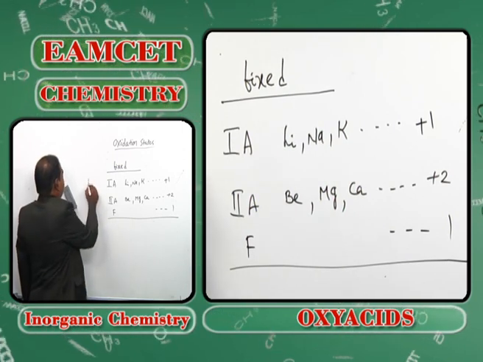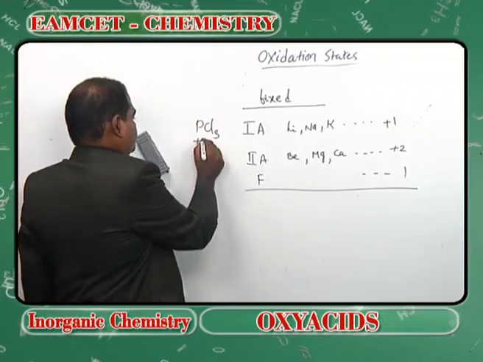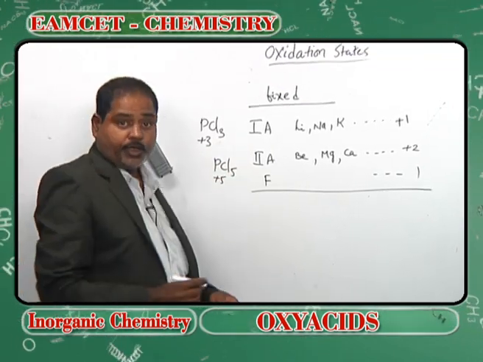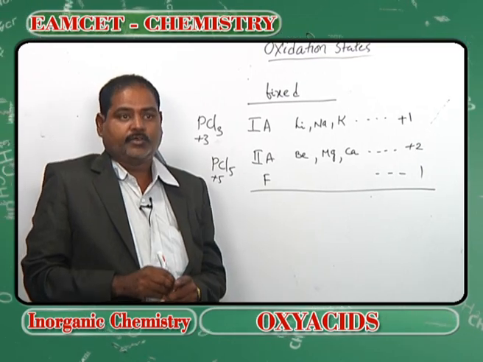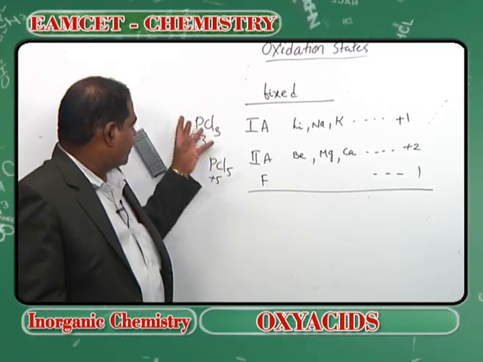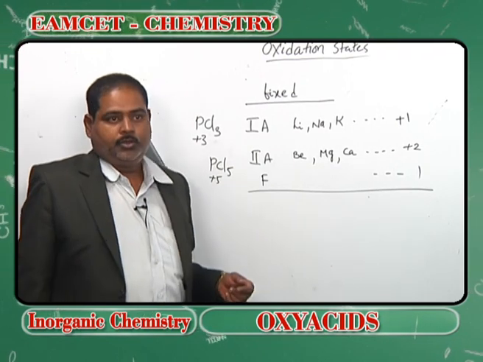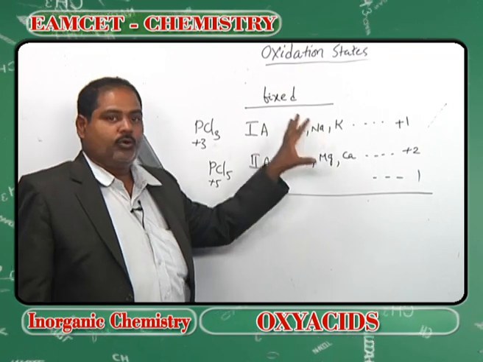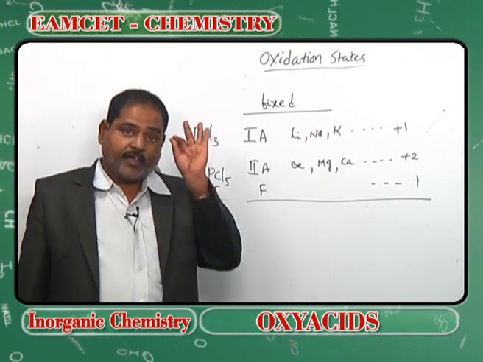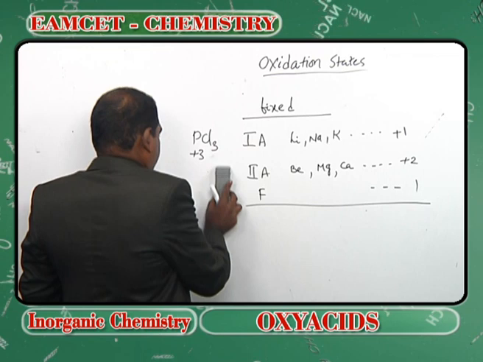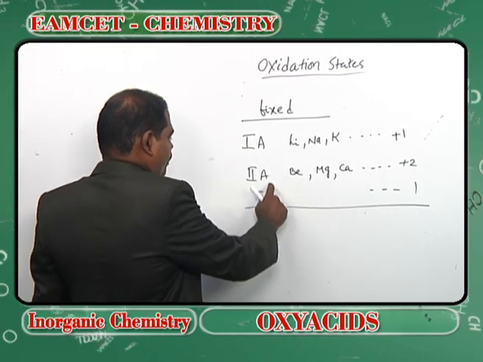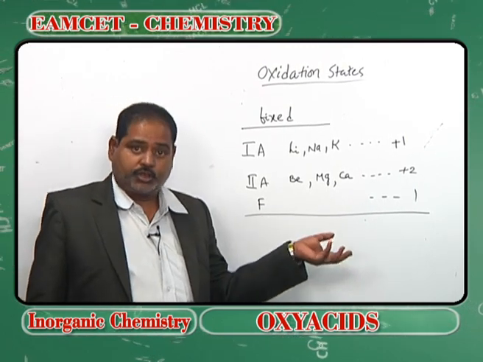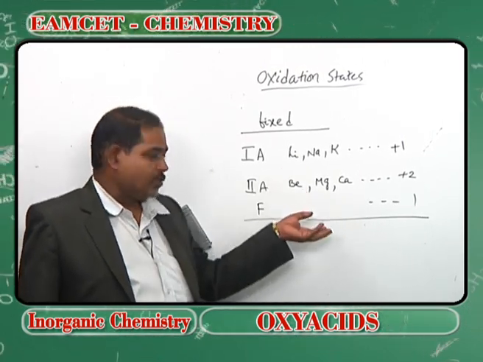For example, in PCl3 the oxidation state of phosphorus is +3, and in PCl5 it is +5. So if I ask you the oxidation state of phosphorus, you can't say unless I mention which compound I am talking about. They have variable oxidation states. Only some elements have fixed oxidation states: 1A, 2A, fluorine, and of course one or two others, aluminium +3, zinc +2.